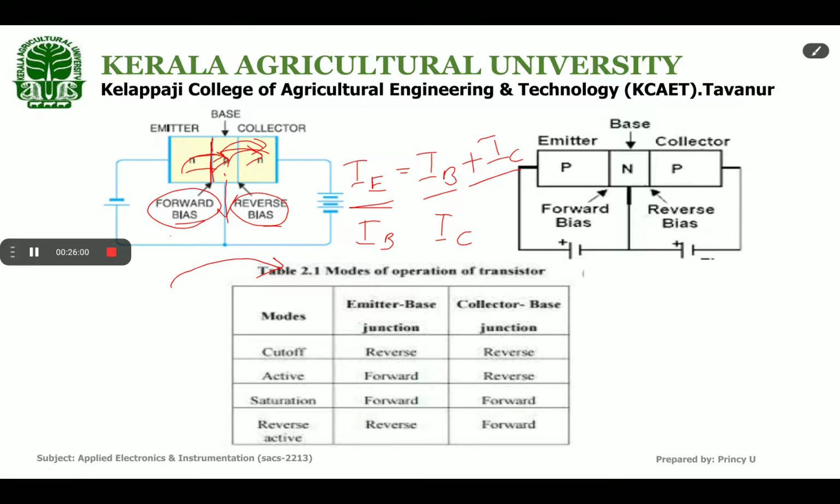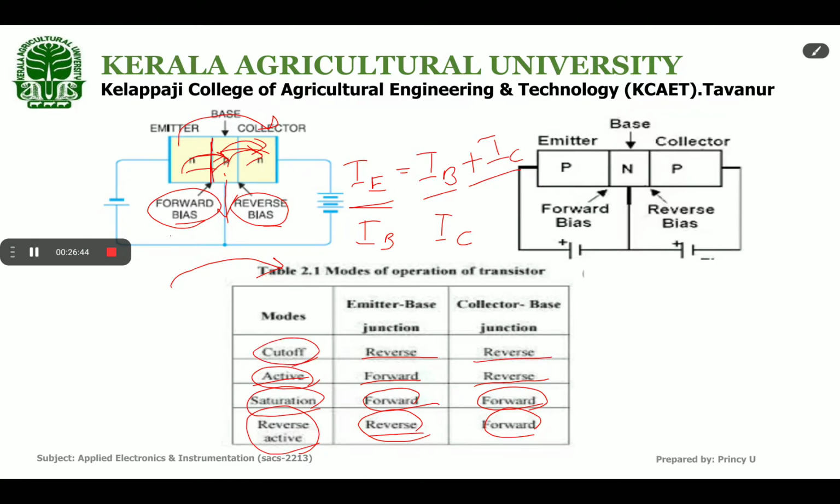Okay. So this is the active region. When the emitter base junction is forward biased and the collector base junction is reverse biased, the transistor will work in the active region. If we forward bias both the junctions, what happens? The transistor will be at a saturation stage. And if we reverse bias both the junctions, there is no current flow from emitter to collector. So we can say it is the cut-off region. Both are in reverse mode, then it is called the cut-off region.